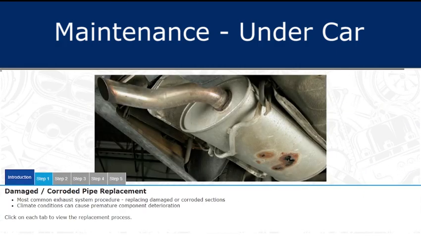The most common exhaust system service item is replacement of damaged or corroded pipe sections. Climate conditions can cause premature component deterioration. Select each tab for more information on the replacement process. When finished, select Next to continue.